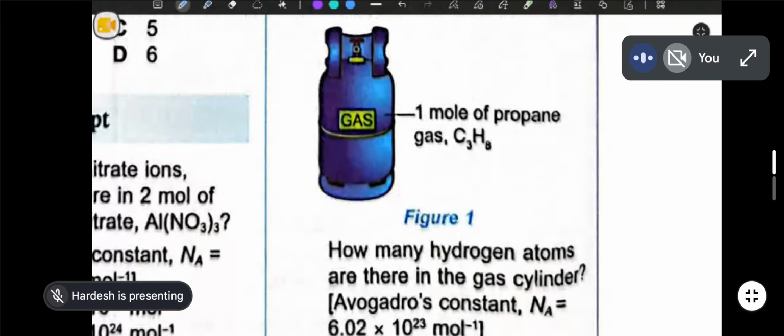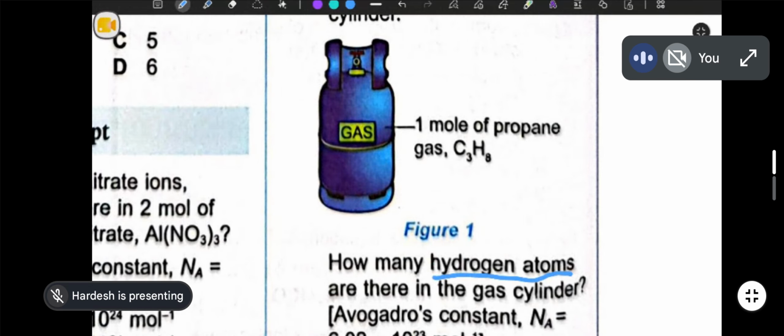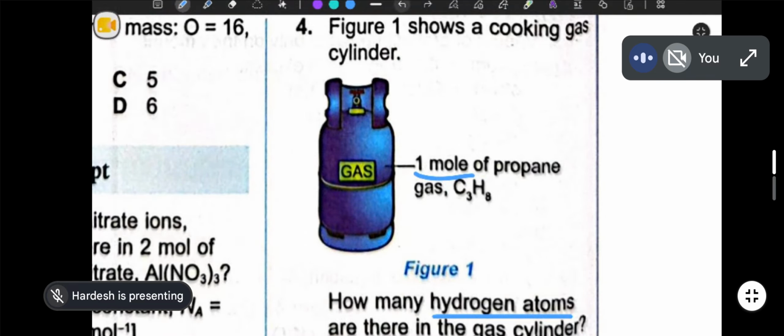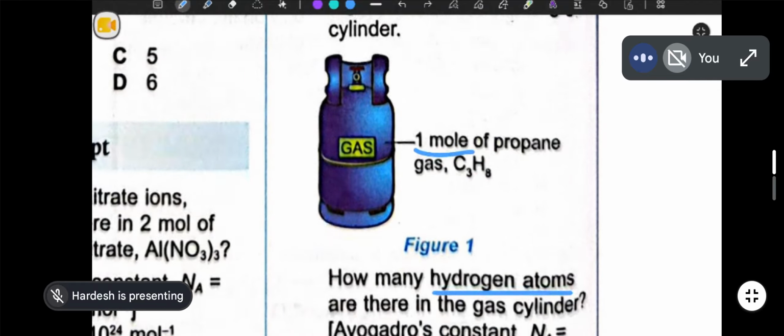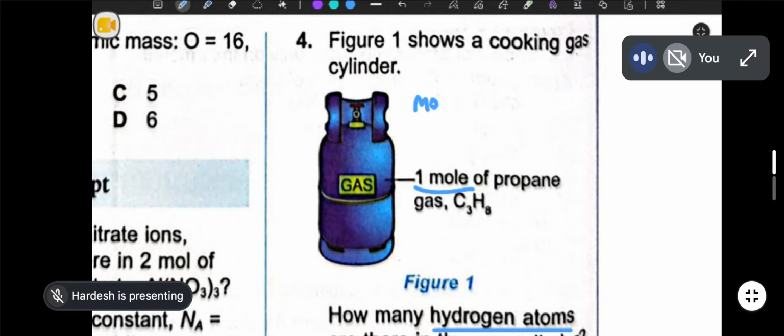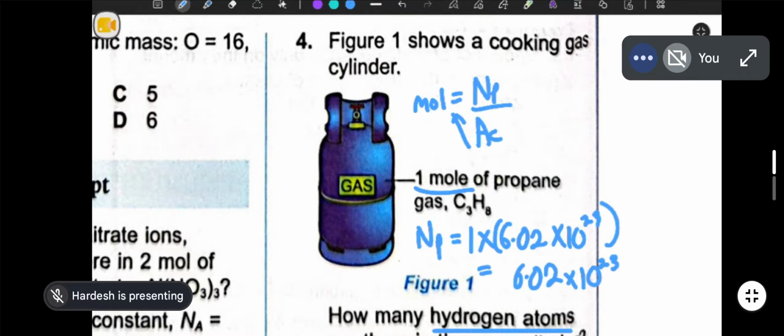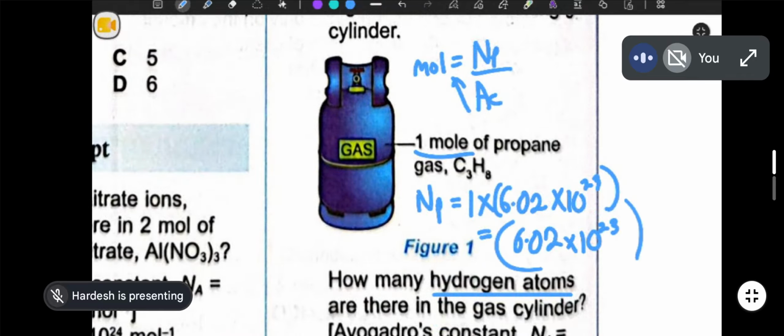Okay, cooking gas cylinder, how many hydrogen atoms are there? Okay, they want atoms. So first thing you do, you find your mole first. Mole of the molecule, okay? The molecule's mole is 1. So what are you going to do now? Mole is number of particles over Avogadro constant. So number of particles for 1 mole is going to be 1 mole times 6.02 times 10 power 23. So you have this many propane molecules.